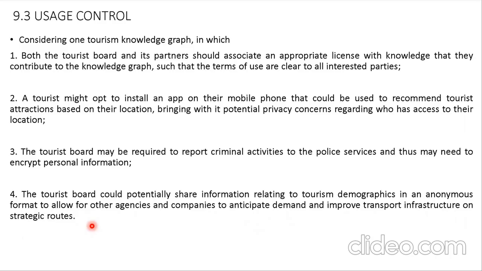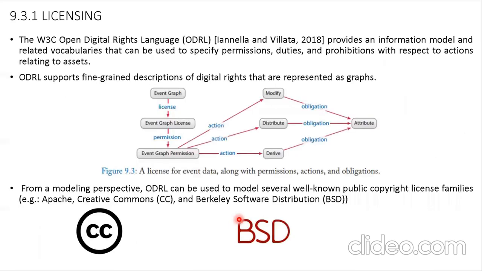So therefore, in this section, we will examine the state of the art in terms of knowledge graph licensing, usage policy, encryption, and the last one is anonymization. And we will move to the licensing section.